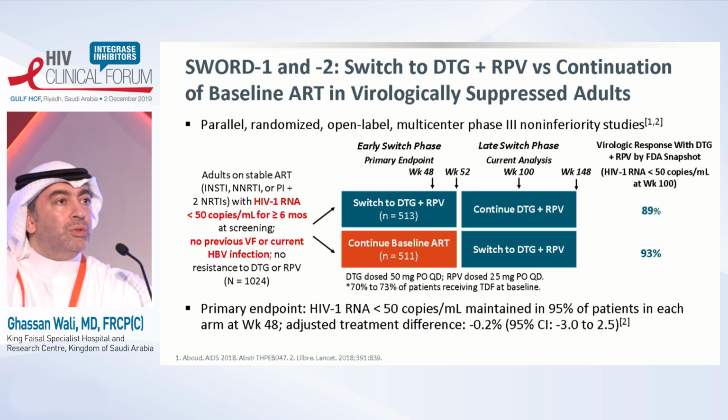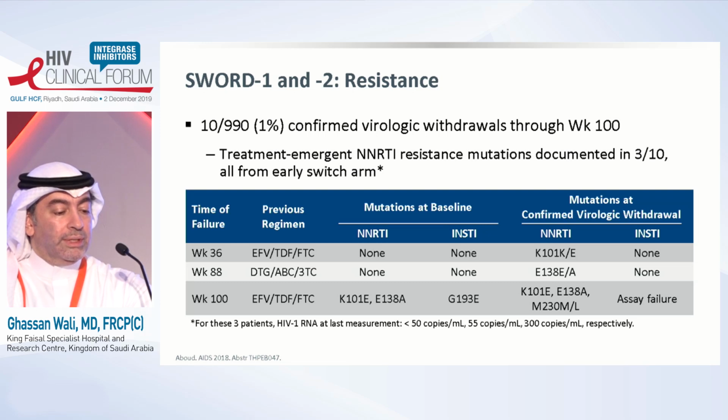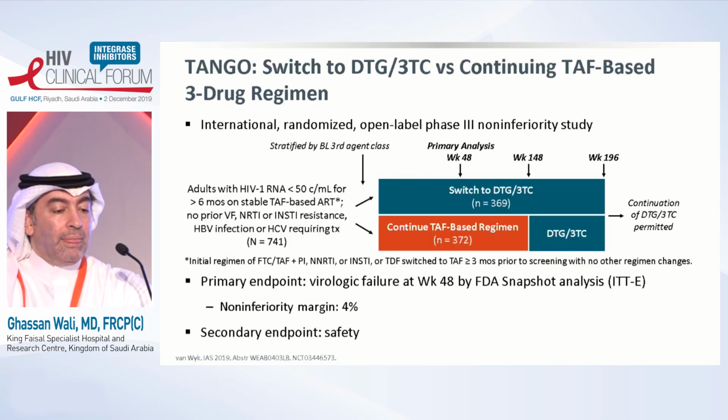It's important to make sure that you do hepatitis B surface antigen and make sure these patients are not co-infected with hepatitis B, because we've seen cases of clinical flare-up when we switch to dolutegravir 3TC or dolutegravir rilpivirine. Both DHHS and IAS recommend rilpivirine dolutegravir as an alternative regimen in those who are virologically suppressed. And we heard the data on the TANGO study.